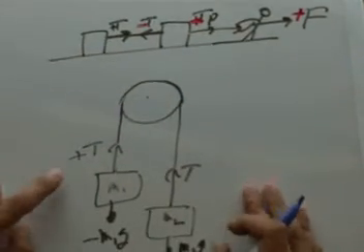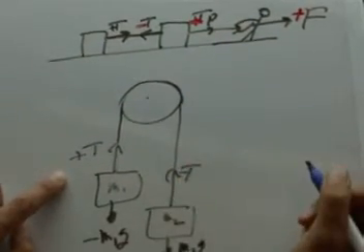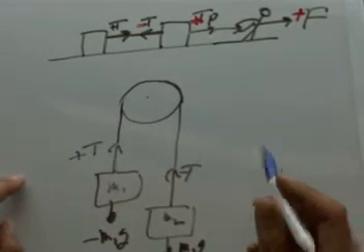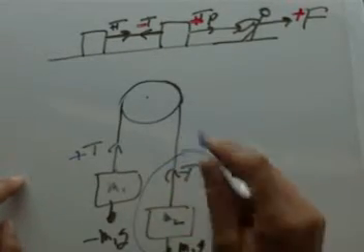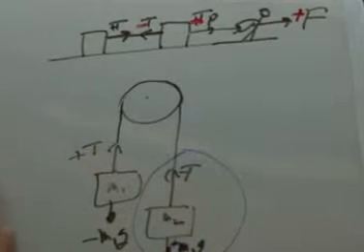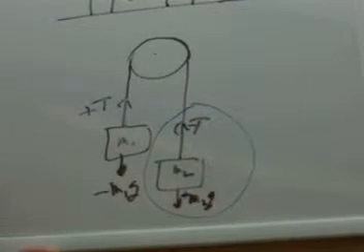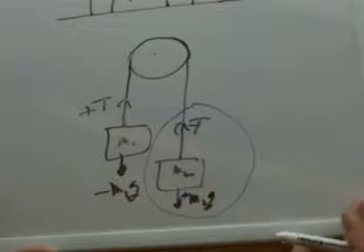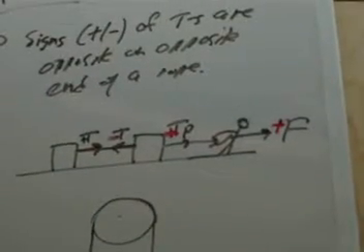So if we go back here, this is a positive T, that has to be a negative T. Now looking just at this block, if negative T is up, the weight must be down over here. Positive M2G must be down on this side because up has to have an opposite sign than down. So that's what the sign conventions do for us. Opposite ends of a rope always have opposite signs for the tension. Let's look at one more example just to make sure we have that.